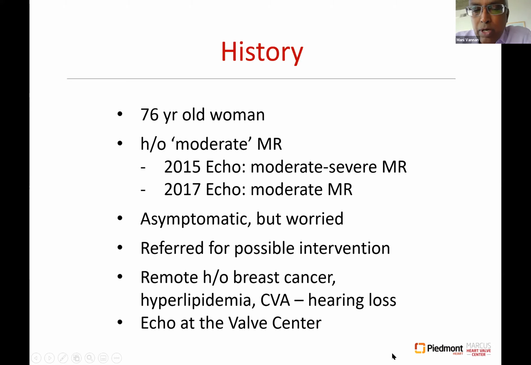She has gone to a few hospitals. She was told in 2015 she has moderate to severe MR. In 2017, she was told she has moderate MR. She's completely asymptomatic, but worried that she is being told her valve lesion is either moderate, or even maybe moderate to severe, or severe. And then some of them have recommended intervention, even though she's completely asymptomatic. So she comes to us for assessment of MR for a third opinion.